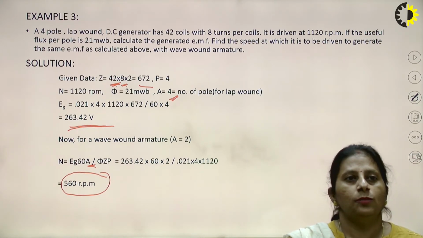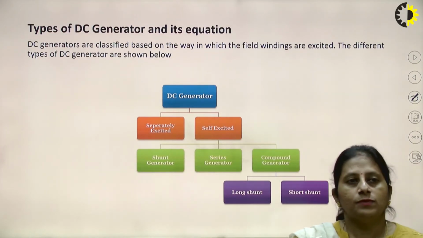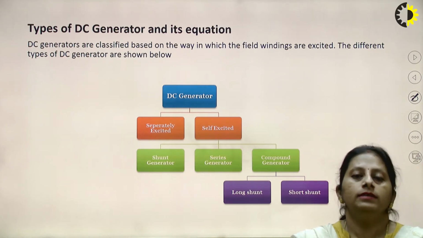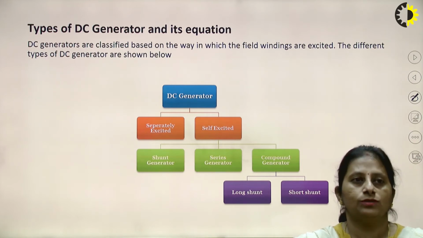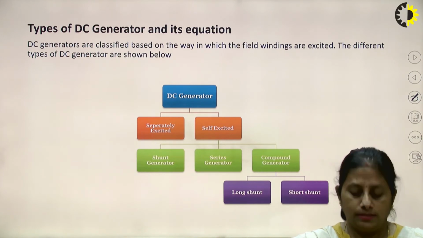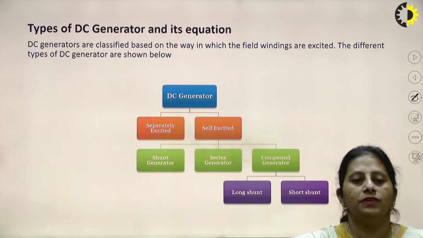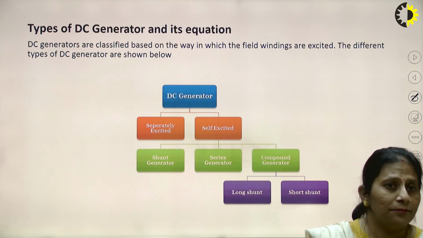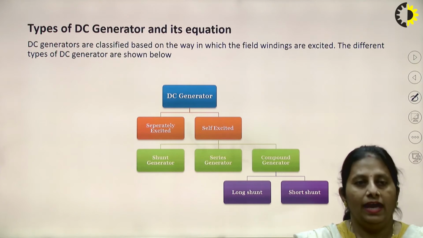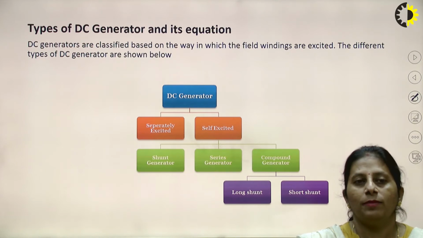So these are certain numericals based on the EMF equation. Now coming to the types of DC generators and their equations. In the earlier lectures, we have seen the construction of the DC generator and how it works. Likewise, we have seen the various parts of it. The field is created by the field system, the armature is rotated with the help of a prime mover, and thereby there is an induced EMF. The expression for that is given by phi P Z N by 60A.